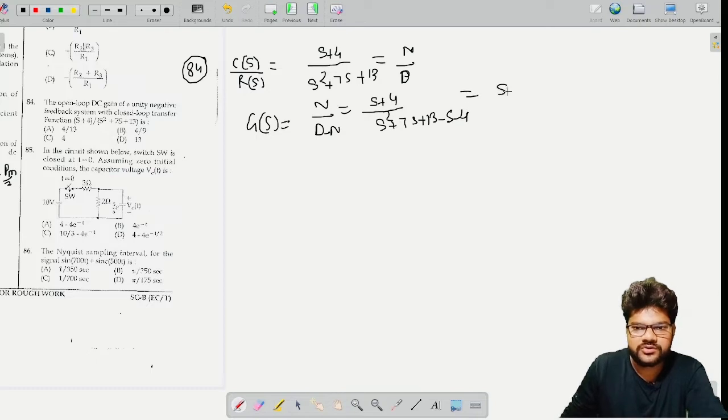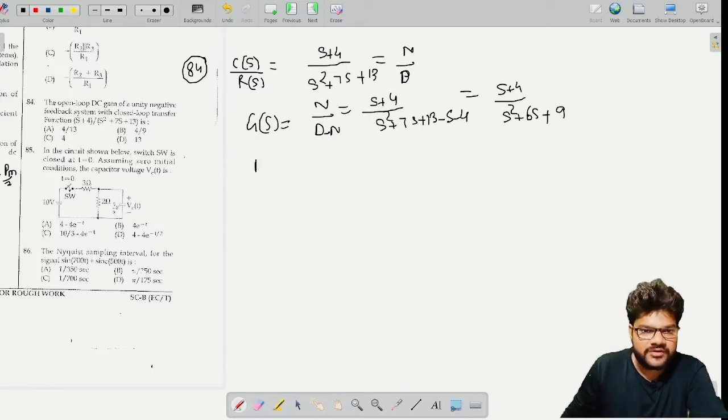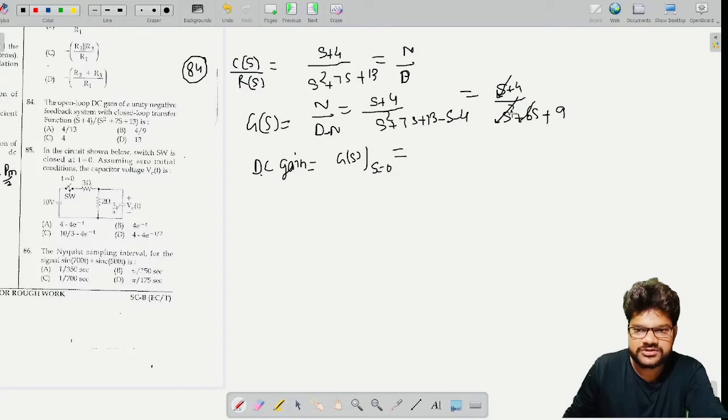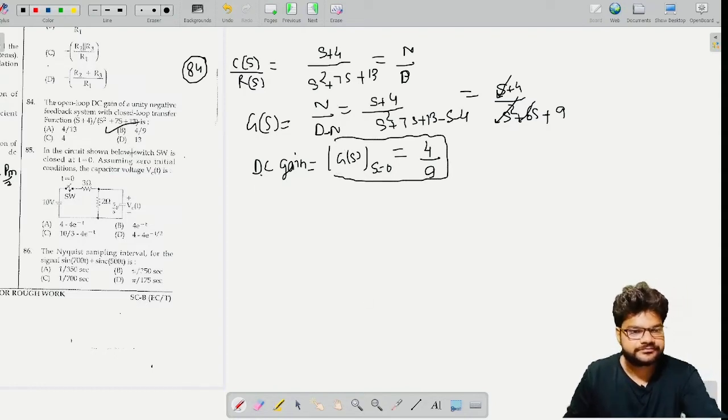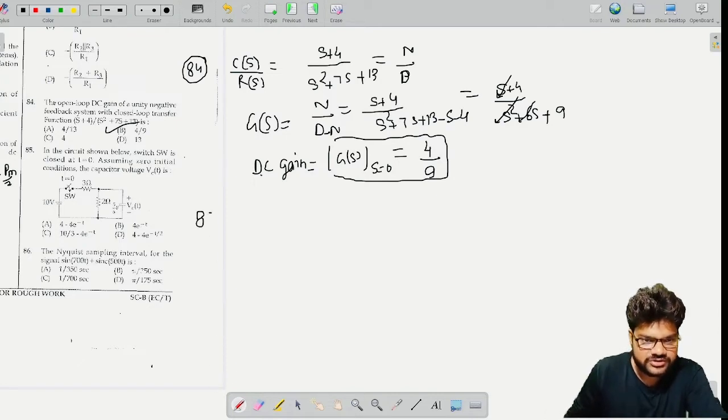right? So this is going to be (s+4)/(s²+7s-s, which is 6s, +13-4, this is going to be 9). So we have to find the DC gain of this OLTF. To find the DC gain, we put s equals 0 in this G(s). If we put s equals 0, this will be 0, this will be 0, this will be 0. So we will be left with 4 in the numerator and 9 in the denominator. So the correct option will be 4 by 9. So the answer is B. Let's go to the next question, 85.